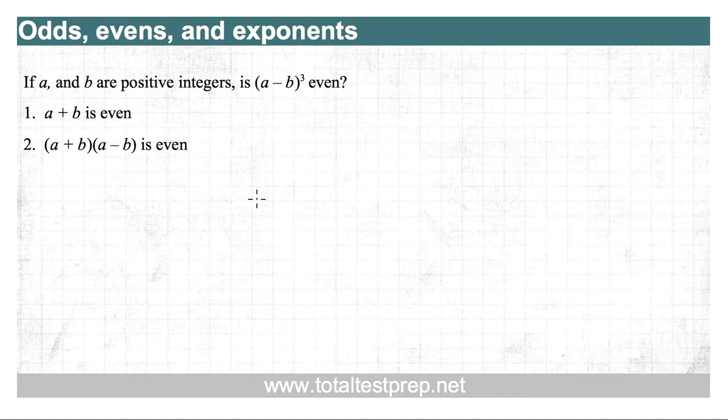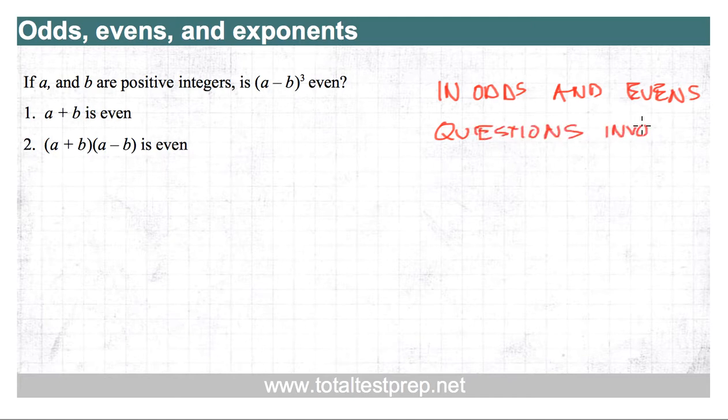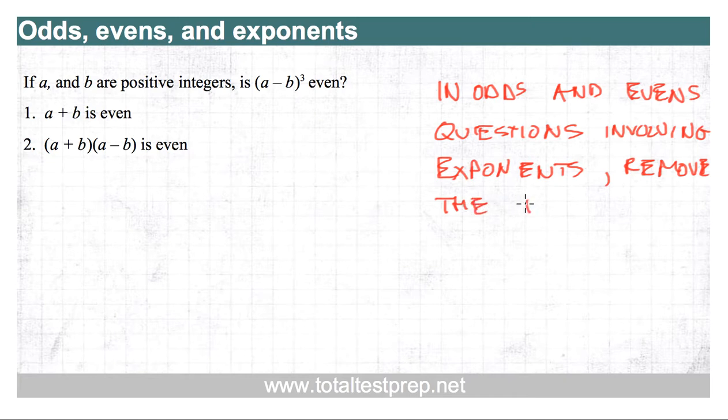So there's actually a very simple way of dealing with odds and evens questions that involve exponents. And the strategy is as follows. In odds and evens questions involving exponents, remove the exponents. It's a very simple strategy.